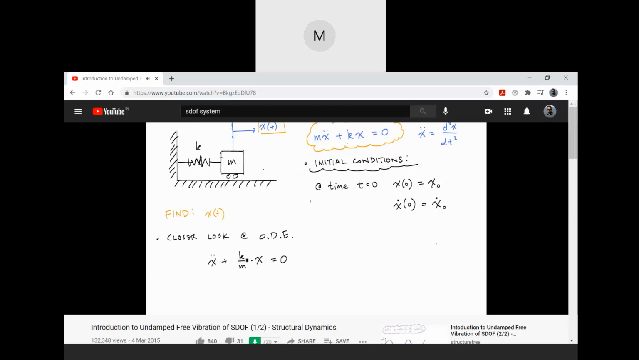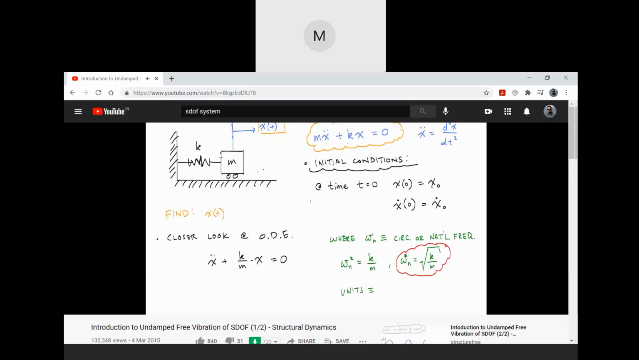There's this thing called the natural or circular frequency, for which we're going to use the Greek letter lowercase omega. Omega sub n is defined as the circular or natural frequency of the system. And here, omega n squared is equal to k over m. So the natural frequency is equal to the square root of k over m.